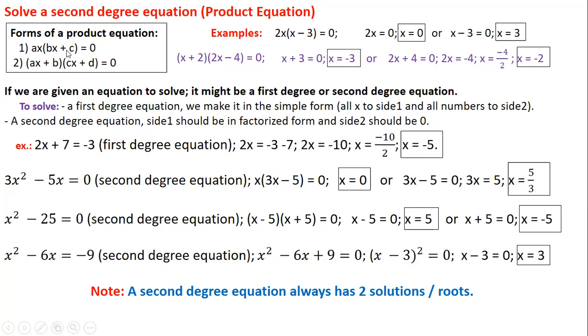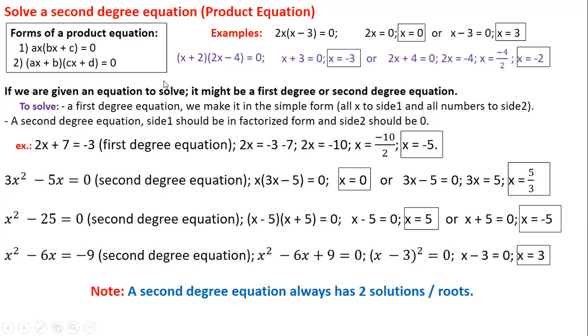So as all the equations we talked about, the product equation has two sides. On side 1, we might be multiplying a monomial ax by a binomial bx plus c. So a monomial times a binomial, and on the second side, it will be equal to 0. Equation form number 2, we might have on side 1 two binomials multiplied together equal to a 0 on the second side. As an example, I will give you an example on the first one.